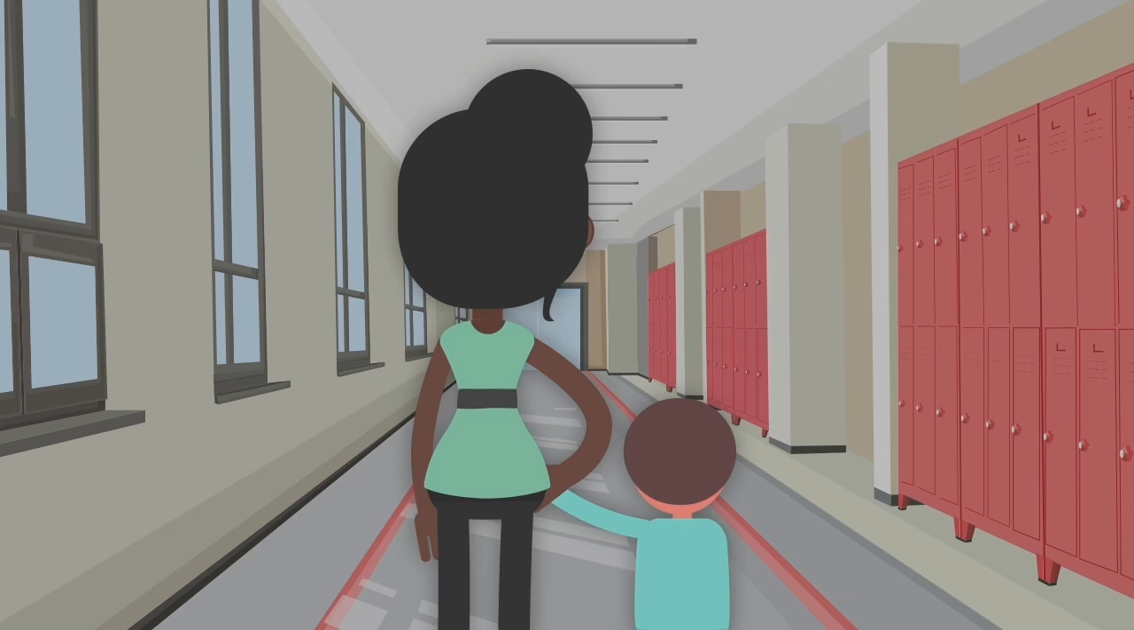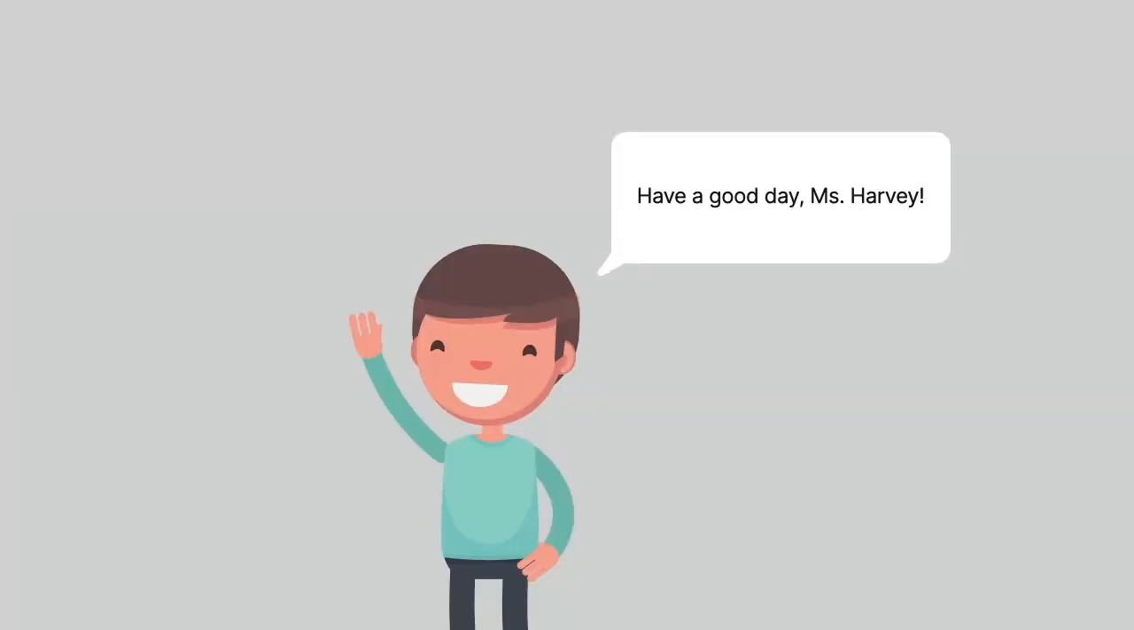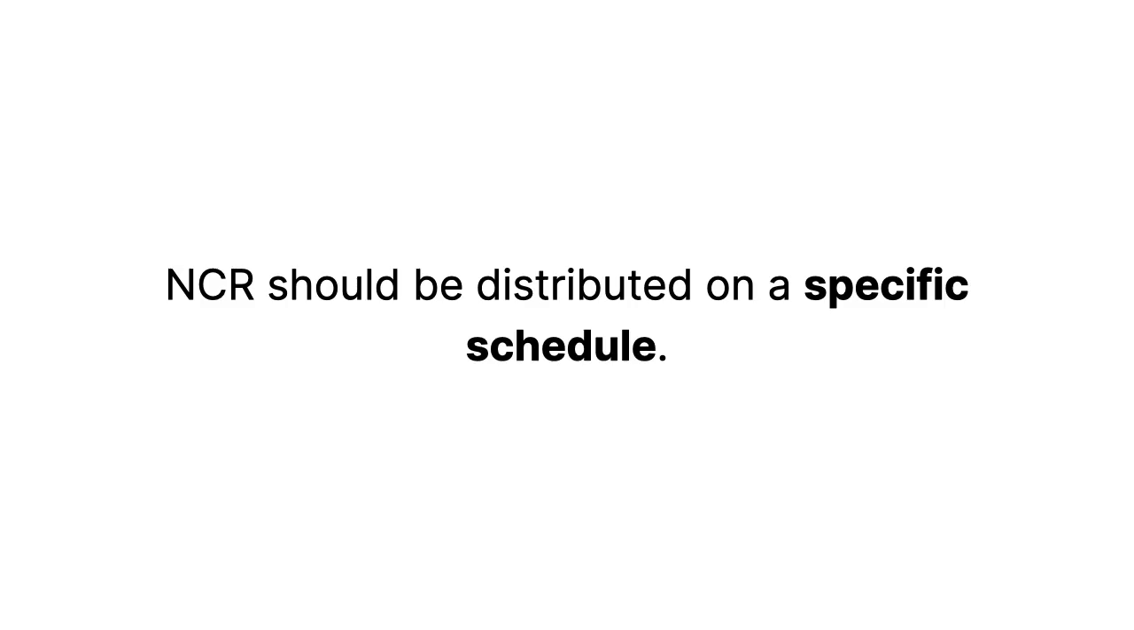The key is, it didn't matter what Keaton's behavior looked like. She still had to provide him with frequent access to teacher attention through non-contingent reinforcement. Over time, Keaton's undesired behaviors began to decrease because he was being provided the reinforcement he was seeking consistently. In other words, engaging in problem behaviors to access teacher attention became irrelevant, as Keaton was already accessing frequent teacher attention. NCR should be distributed on a specific schedule.